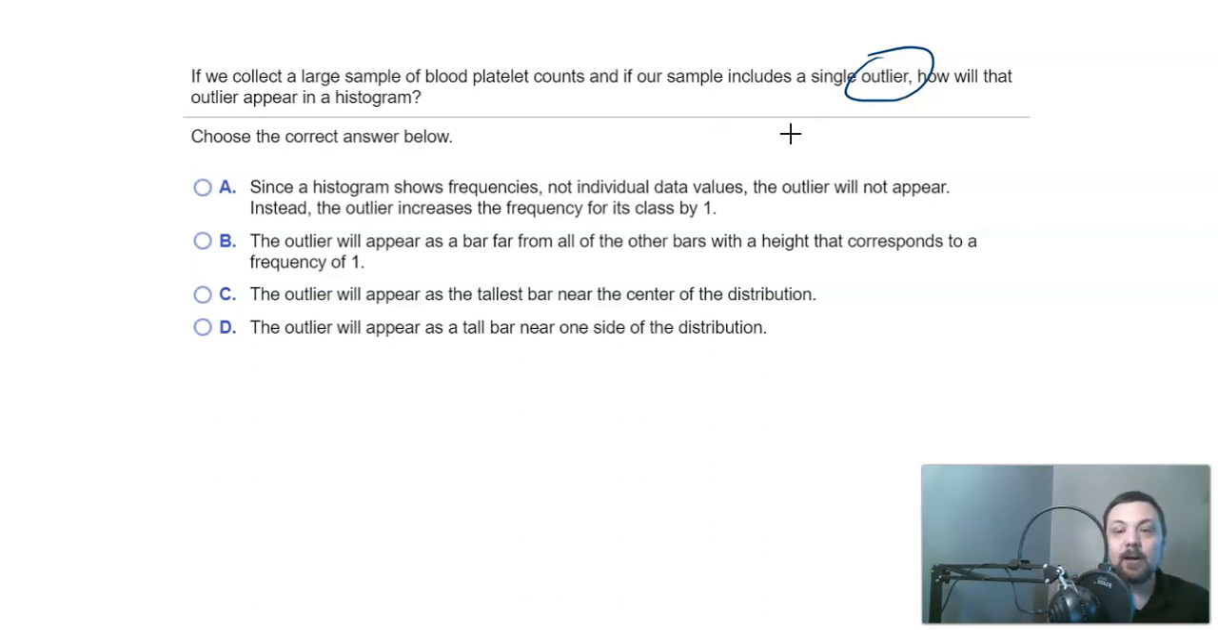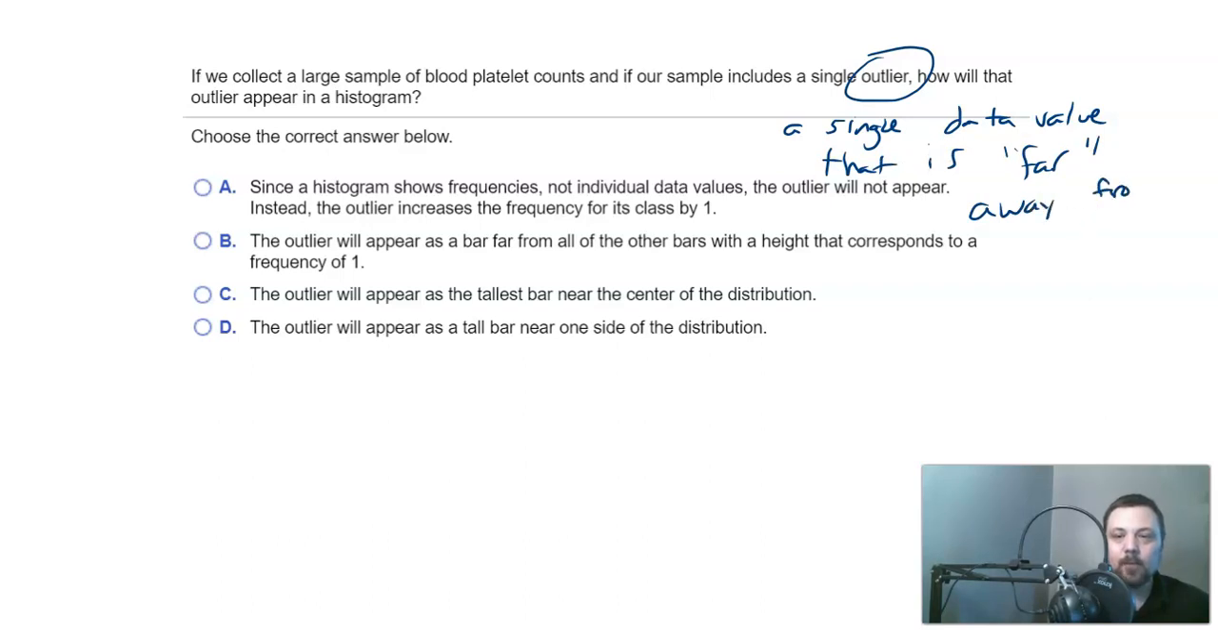So an outlier is a single data value that is far away. Now, far is kind of a relative term, but is far away from the rest of the data values.